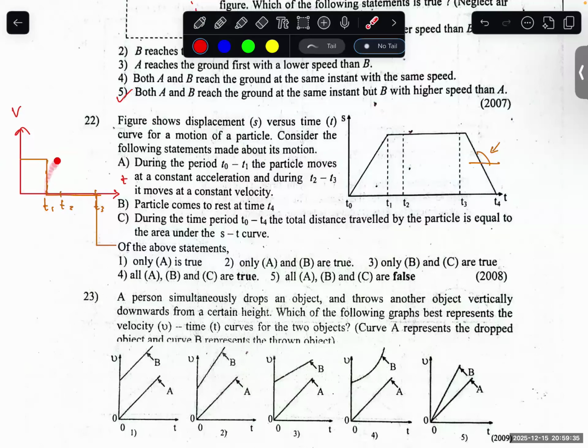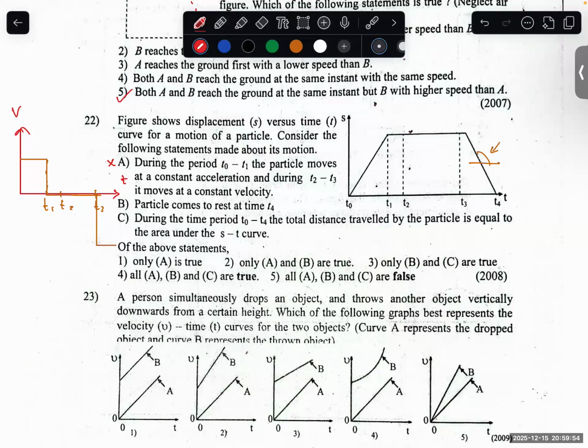In a velocity time graph, the gradient gives you the acceleration. Here, this segment has no gradient, and this segment has no gradient, both are zero. So there is no acceleration during the whole motion. Therefore, this statement is wrong.